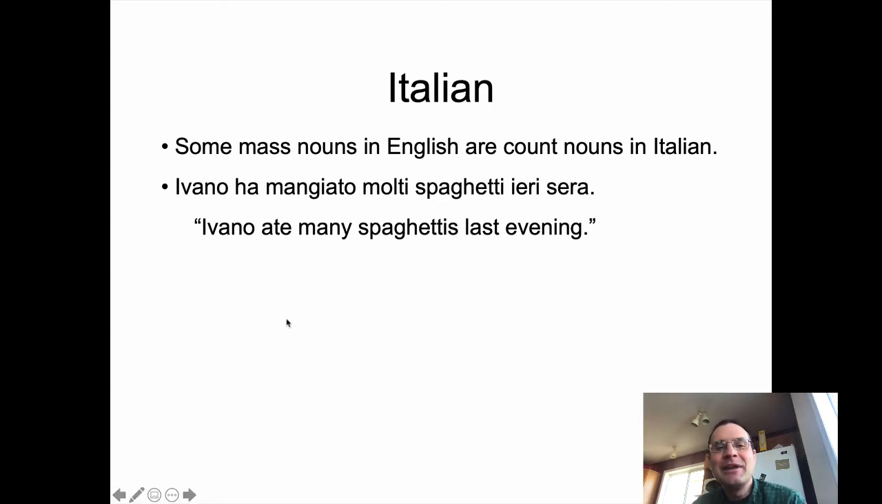But that means Ivano ate many spaghettis last night. So this is actually a plural noun, which is why the E is at the end here. It's not just a mass noun like we use it in English. Ivano ate a lot of spaghetti last evening.